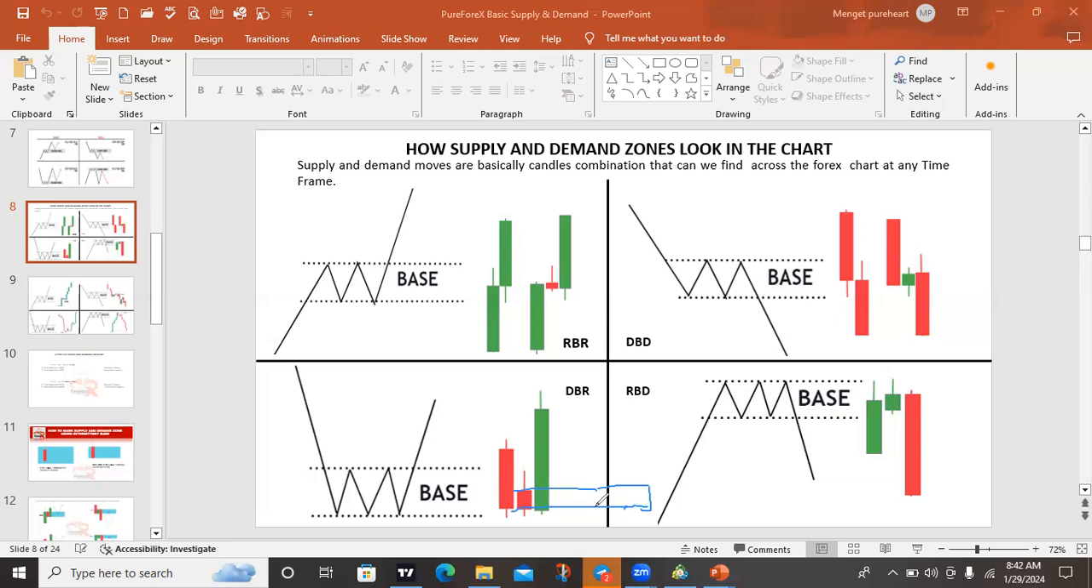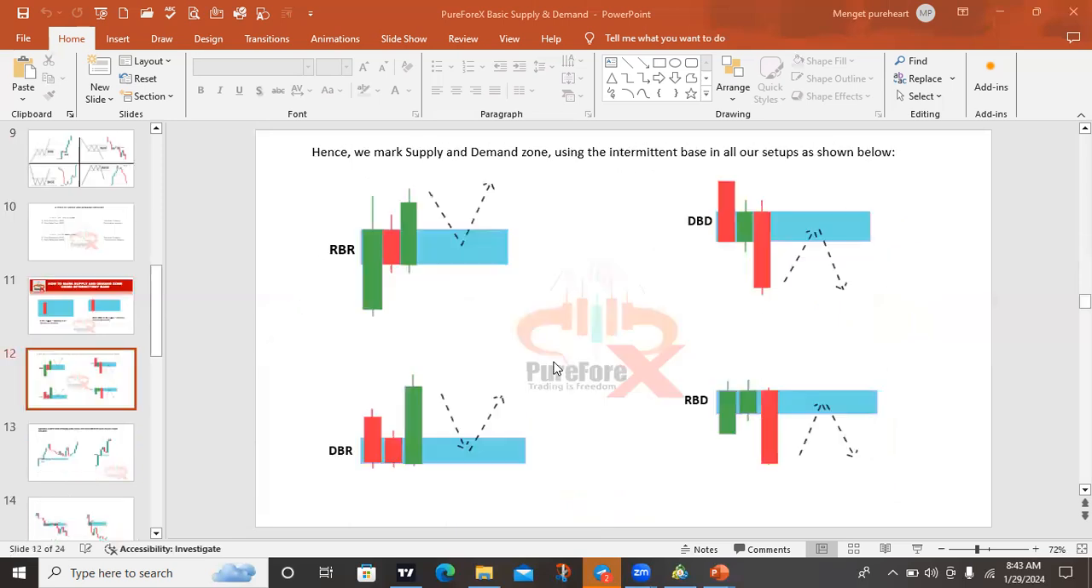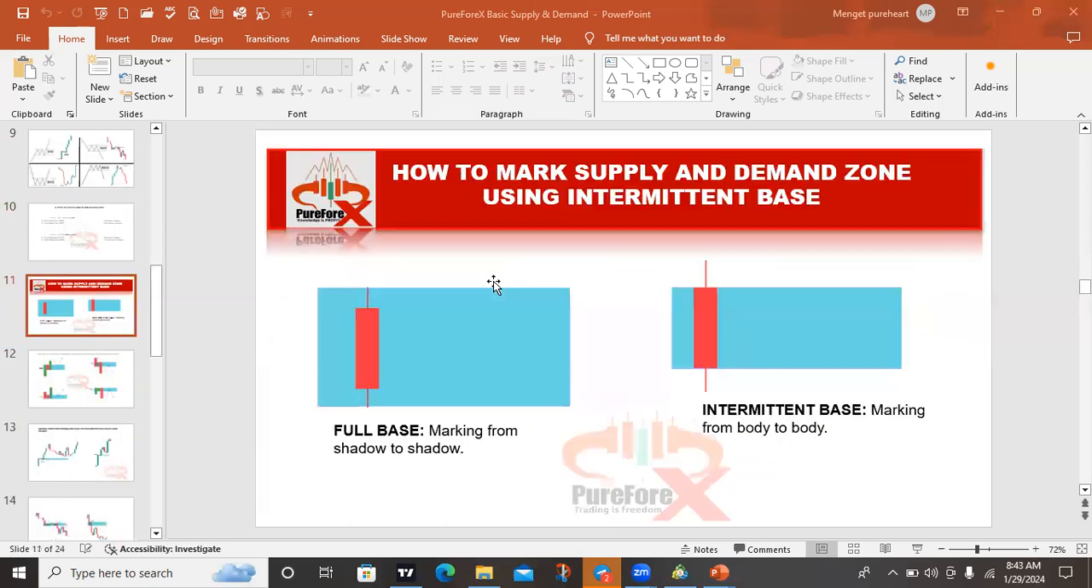So the application of this knowledge I'm giving you, I'm going to tell you when we are talking about setup, how we apply this knowledge to our setup. Now let me show you an example. This is the example here: the full base, wick to wick, intermittent base, body to body of the candle, right?